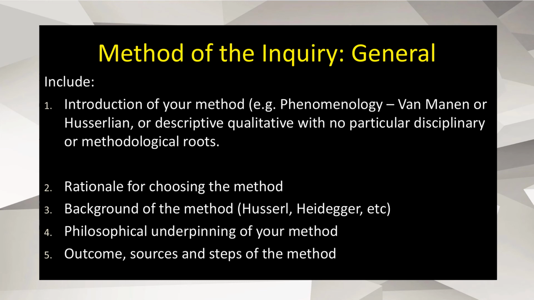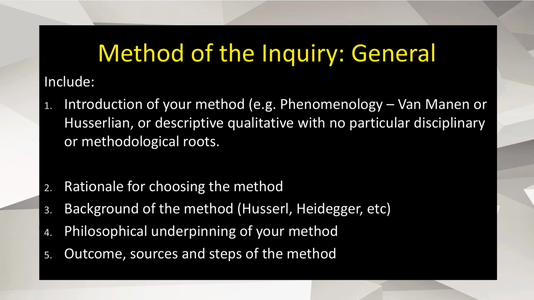If you're using Van Manen's approach to phenomenology, or maybe a Husserlian approach, you have to be able to explain that. Or maybe you did not choose any particular research tradition. You can say you're using descriptive qualitative methodology with no particular disciplinary or methodological roots. But you have to be able to explain or rationalize why you chose this method. And you also have to make sure you go back to the roots of your method.